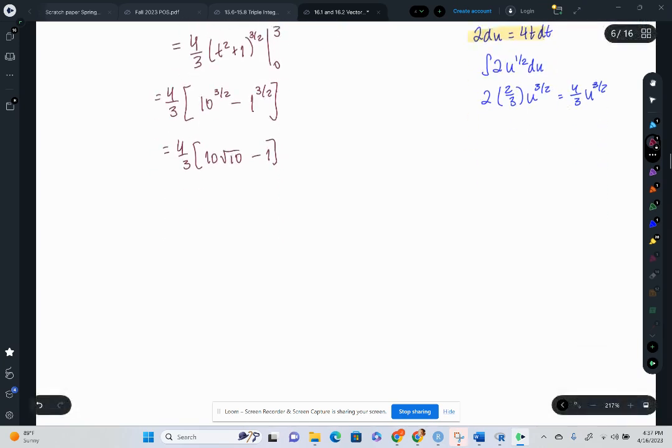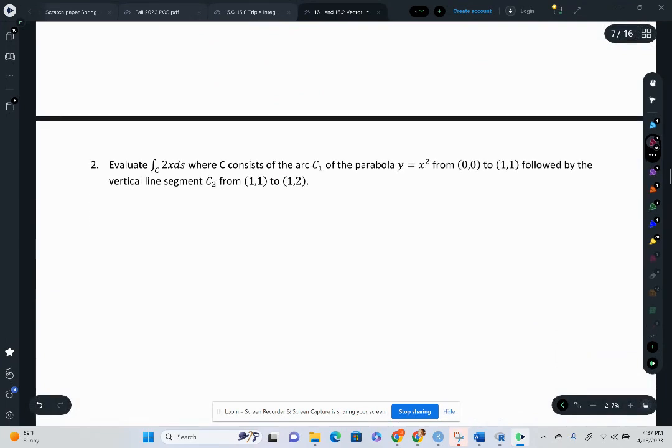Okay. Next problem, we're going to evaluate a line integral of 2x ds, where C consists of the arc C1 of the parabola y equals x squared from 0, 0 to 1, 1, followed by the vertical line segment C2 from 1, 1 to 1, 2. I need to draw this. So I've got my xy axes. It looked like everything was in the first quadrant.